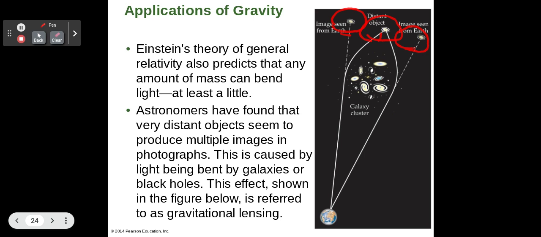And that's because of Einstein's theory of relativity, that any objects can bend light. This causes the light being bent by galaxies or black holes, and this effect is known as gravitational lensing. So that's where we get an idea of where a particular galaxy might be or how far away it might be, because of how it bends the light. And we'll talk about the other things later on.